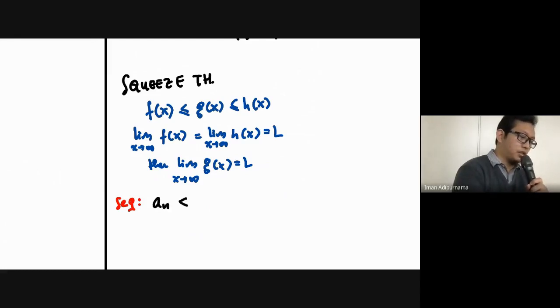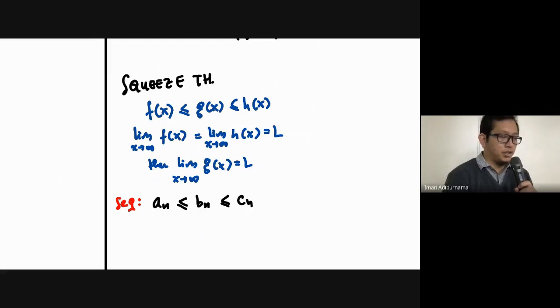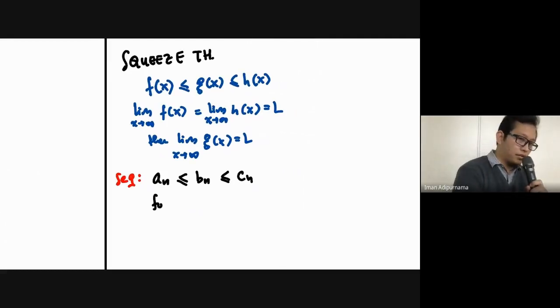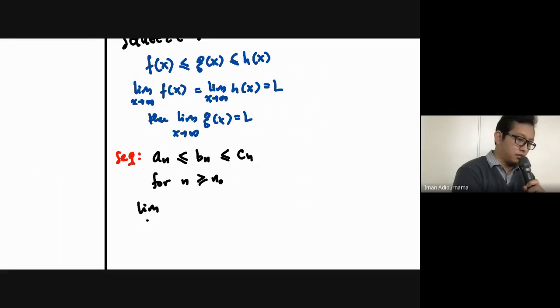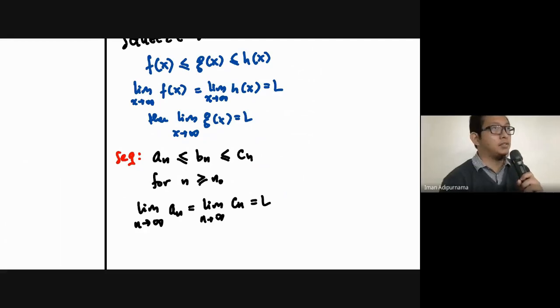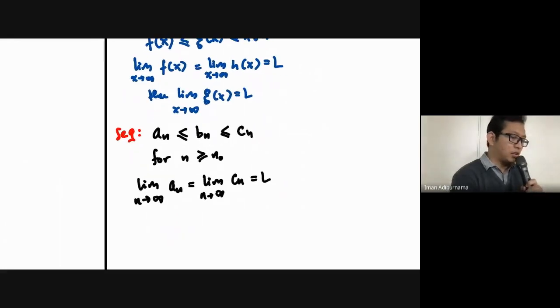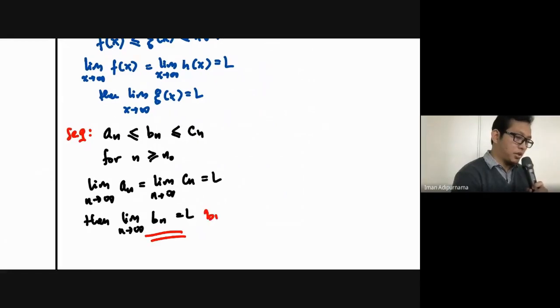Somehow this is also applied in sequences. So if you have a sequence that you can plot, and you can prove that AN is less than BN and less than CN for all N, if you know AN and CN are both approaching L, then the middle sequence will be approaching L as well. So this is by the Squeeze Theorem.